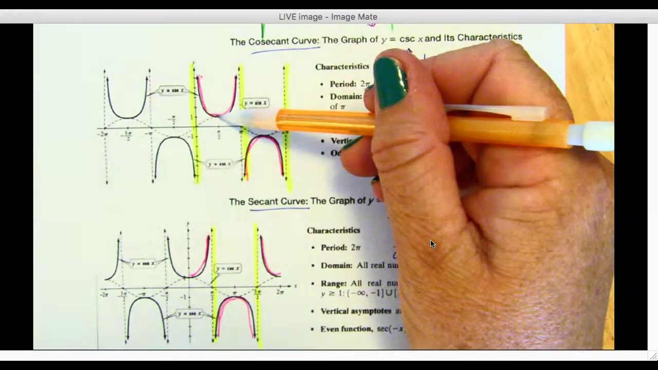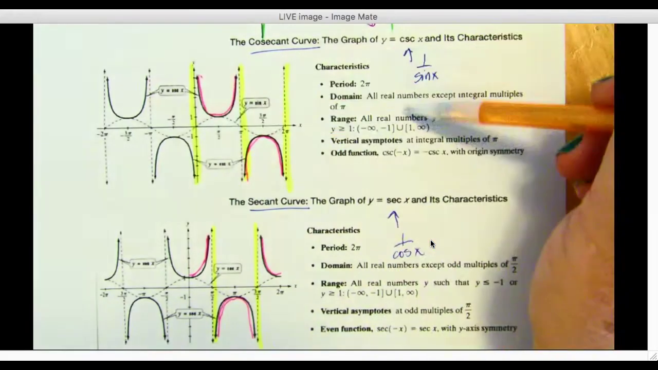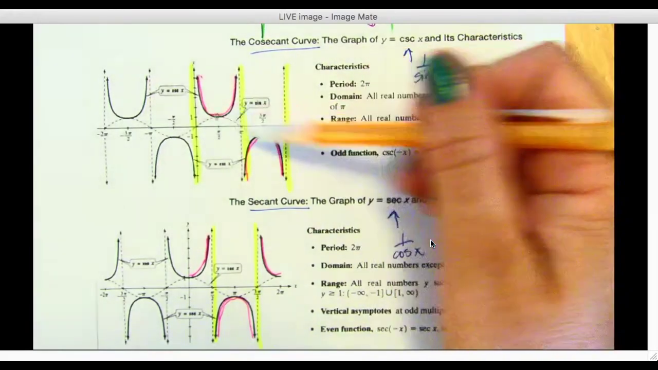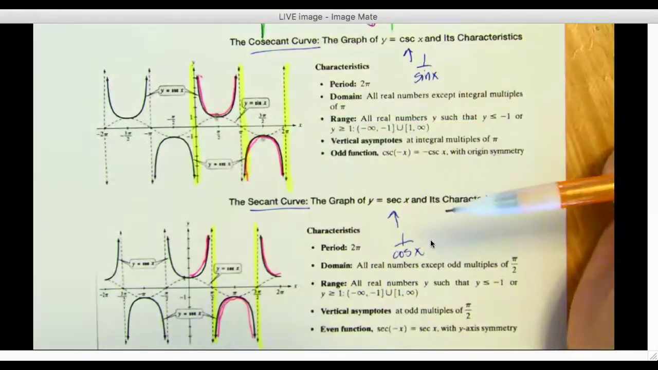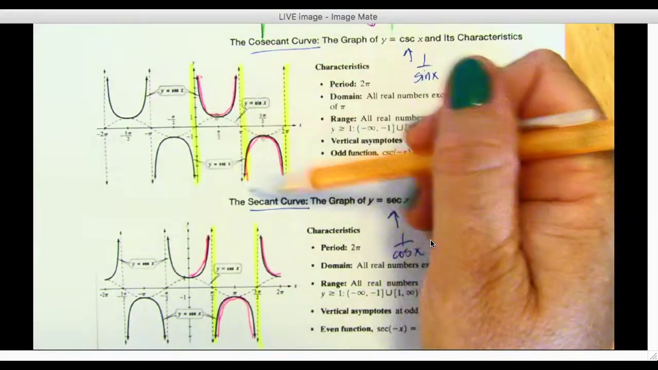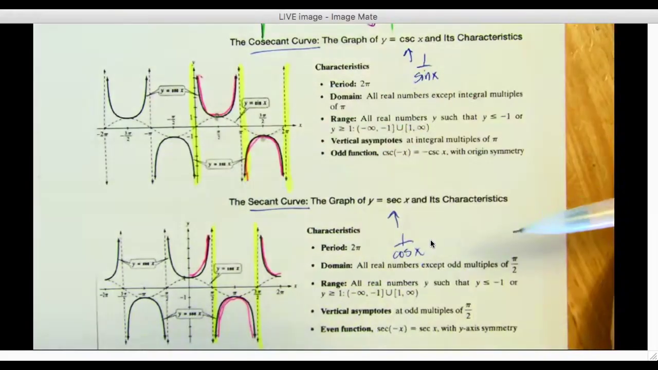Wherever sine equals 1, well, 1 over 1 would still be 1. So they share this point right here and right here at -1. And then it's a curve up from there and curve down.